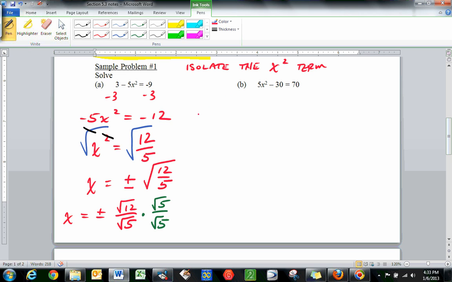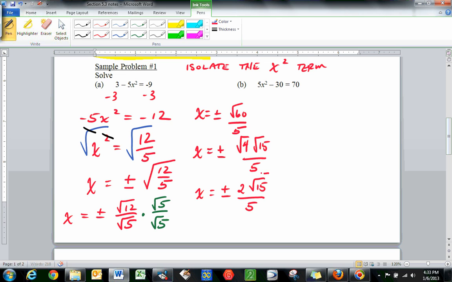So I'll come back up here. We have the square root of 12 times the square root of 5 is the square root of 60. And the square root of 5 times the square root of 5 is 5. Now, we have the square root of 60, and we still have to simplify the perfect square out of that. So it's going to be plus or minus the square root of 4 times the square root of 15 over 5, and that's going to give us x equals plus or minus 2 times the square root of 15 over 5.